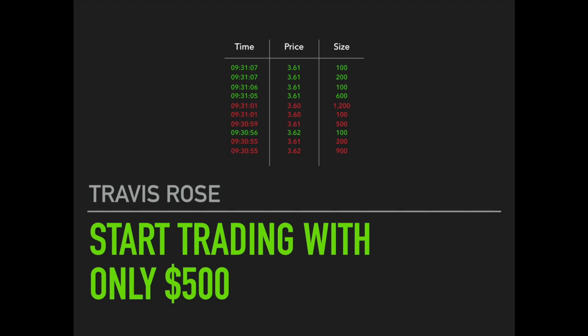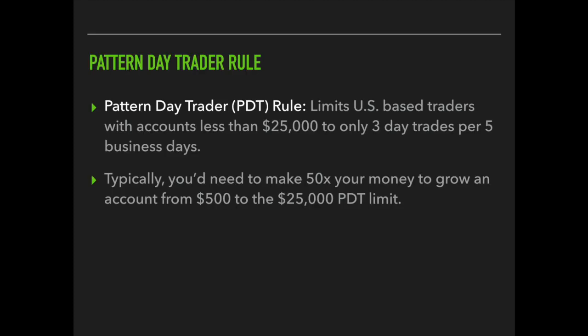I wanted to make a quick video here to talk a little bit about how you can get started trading with only $500. So one of the big issues that many traders starting off with a small account face is the pattern day trader rule. The pattern day trader rule, also called the PDT rule, limits US based traders with accounts less than $25,000 to only 3 day trades per 5 business days.